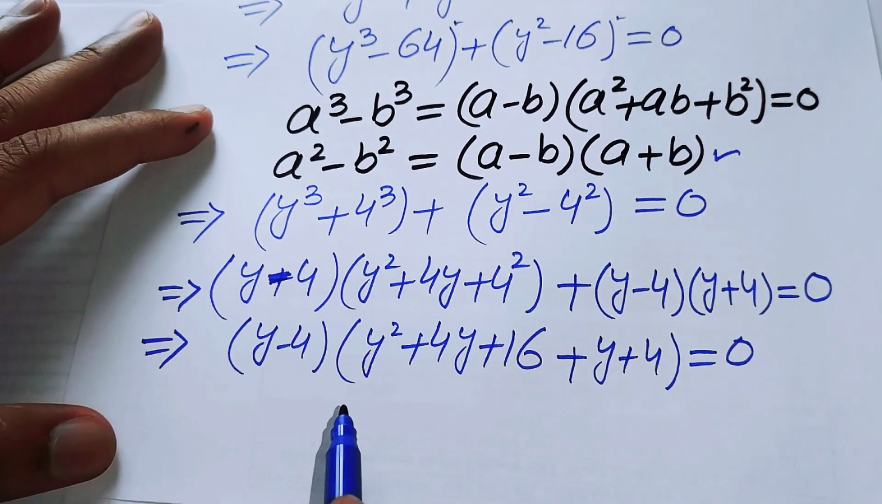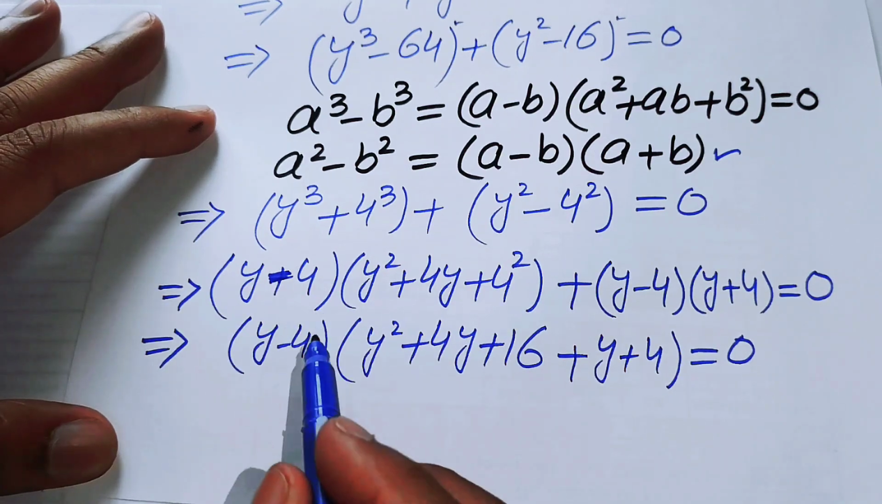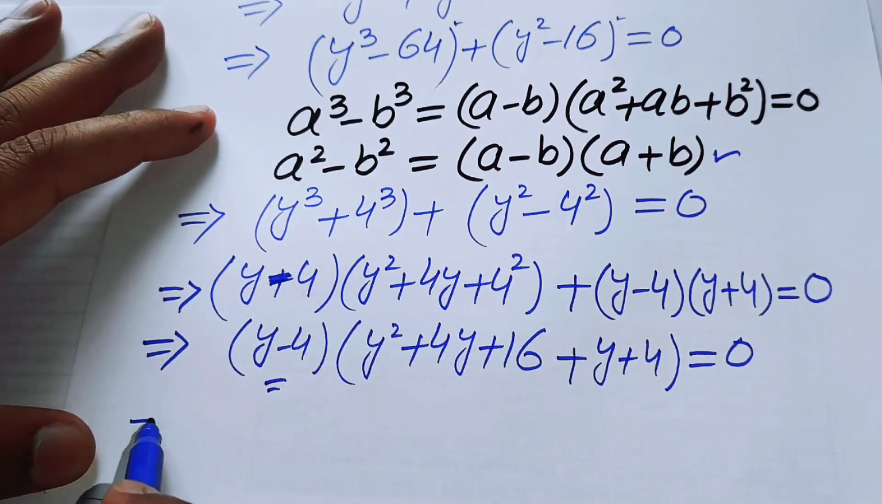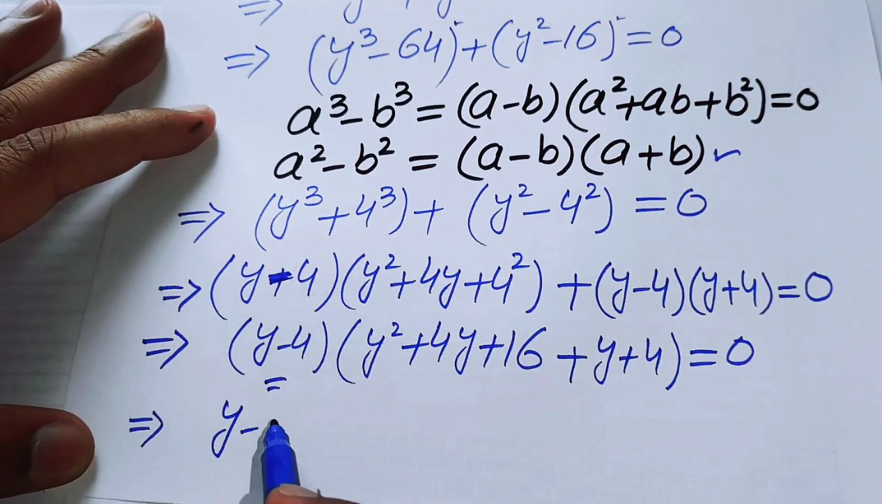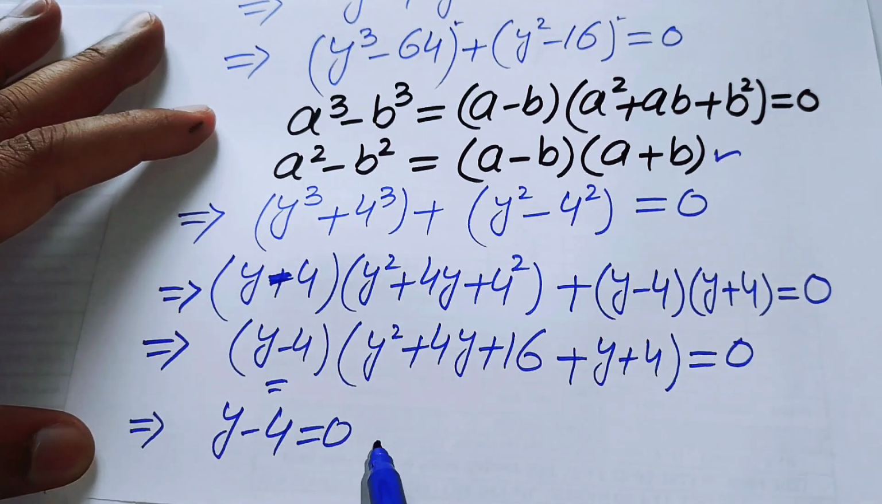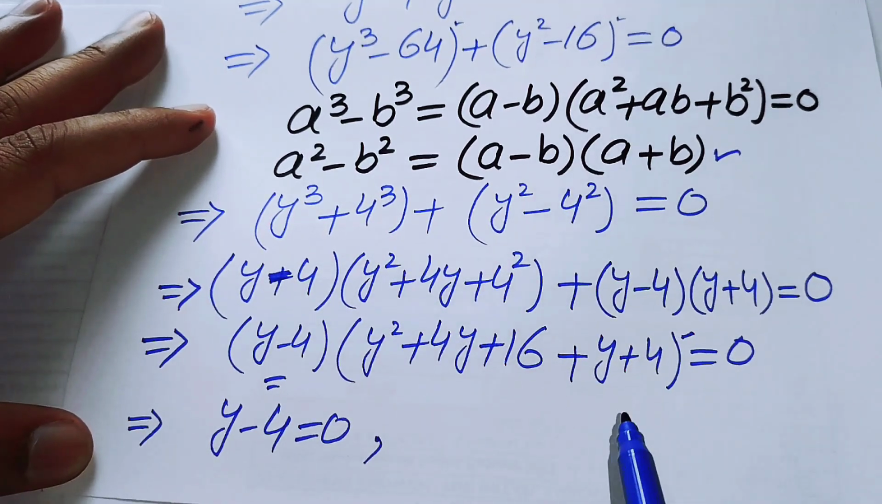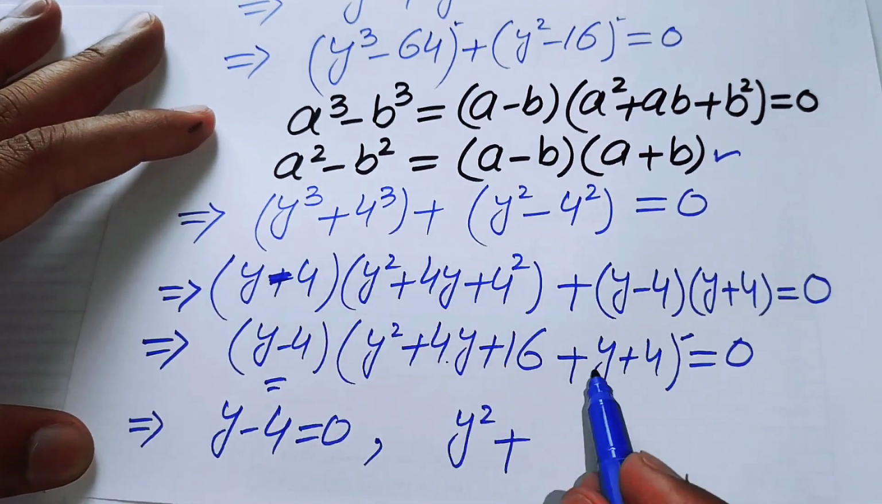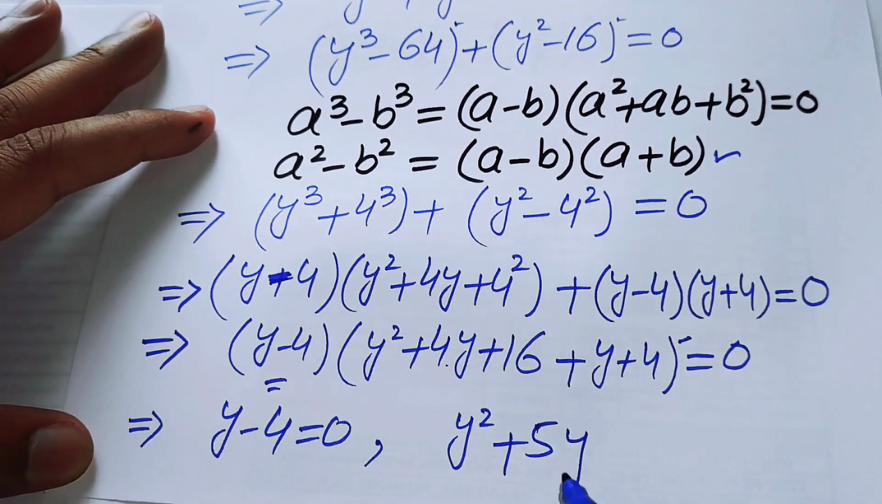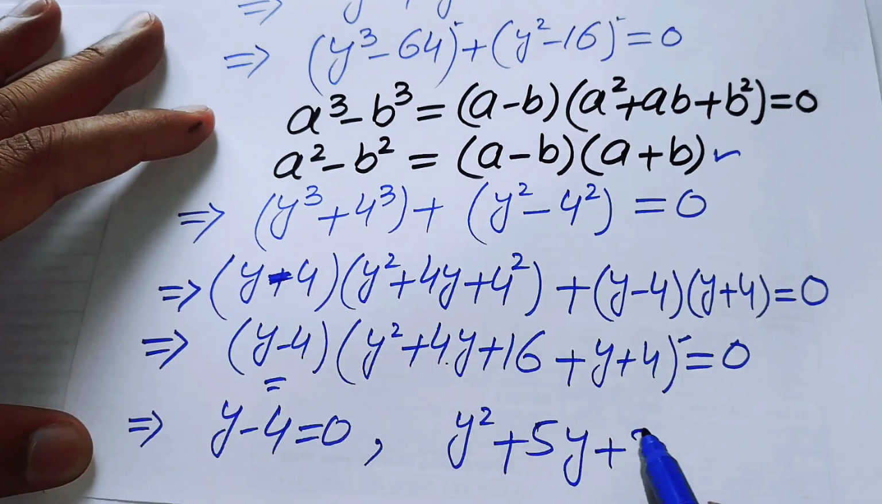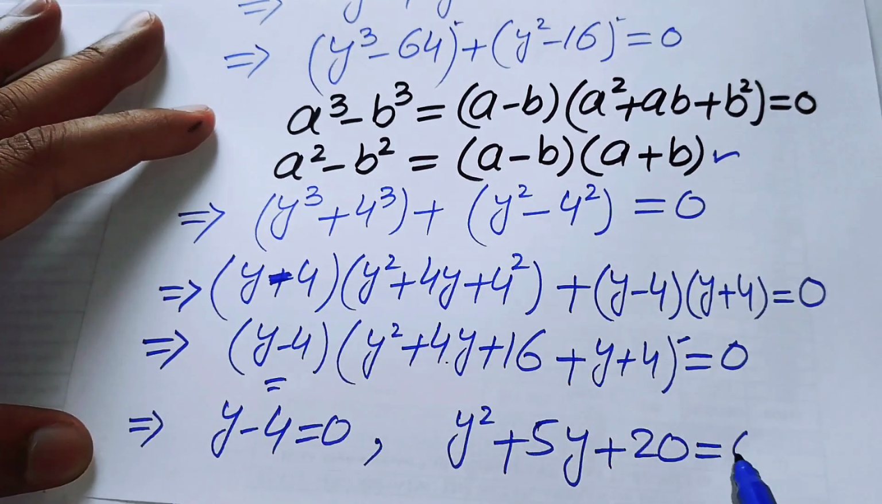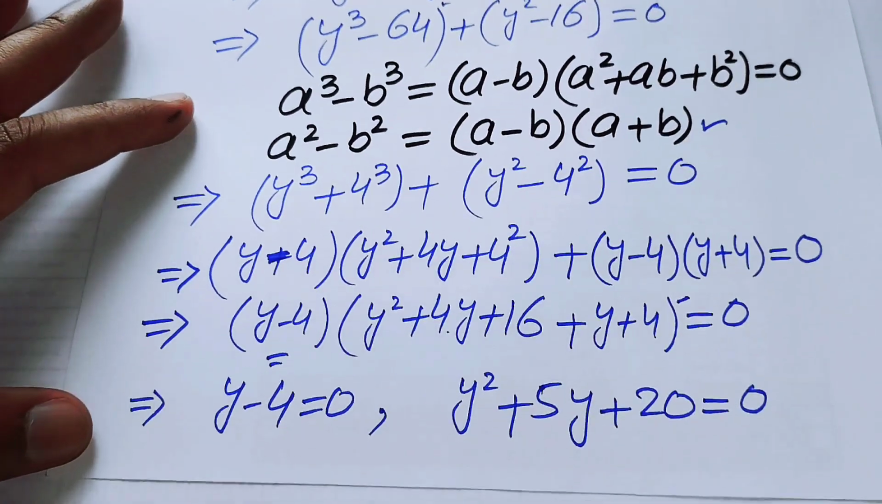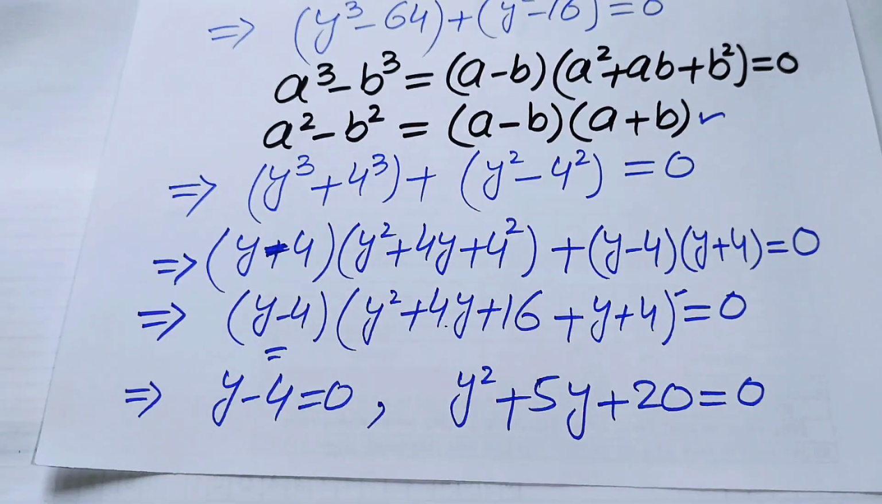So here we have two cases. The first case is we take this factor equal to 0, that is y minus 4 is equal to 0, and the other case is we take this factor equal to 0. So in this factor we have y square, and 4y plus y is 5y, and 16 plus 4 is 20, is equal to 0. So now we can solve these two factors.